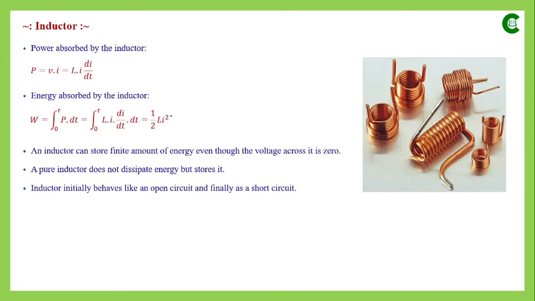So when it reaches the peak value, there is no change in current. So di by dt, since there is no change in current value, will be 0. That means the voltage induced across that inductor will have a 0 value. Now since the voltage across that inductor is 0, it works as a short circuit. So we have to remember that an inductor initially behaves like an open circuit, and finally it behaves like a short circuit. This is an important phenomenon of an inductor.